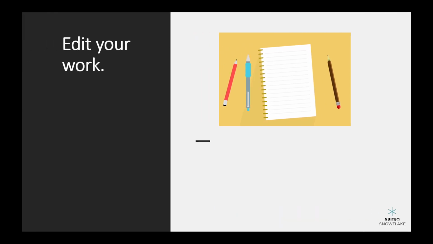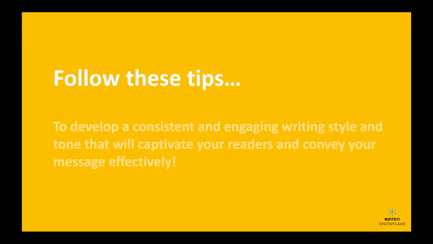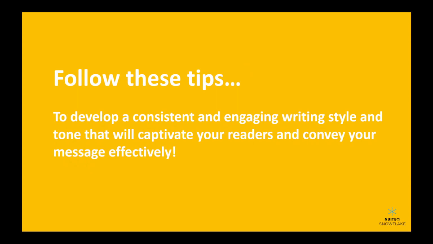After you've written your piece, take a step back and read it with a critical eye. Look for places where your style or tone may have shifted and make changes as necessary. By following these tips, you can develop a consistent and engaging writing style and tone that will captivate your readers and convey your message effectively.